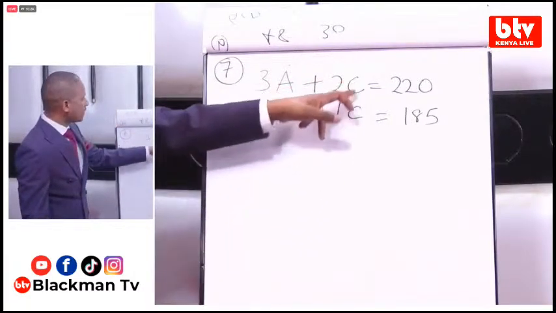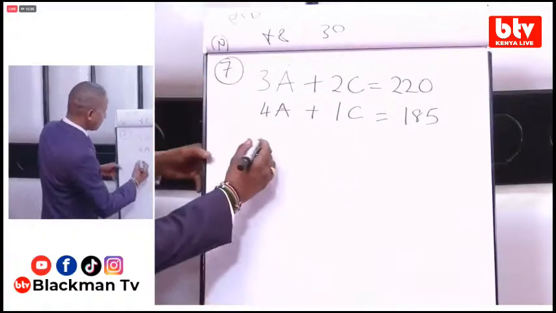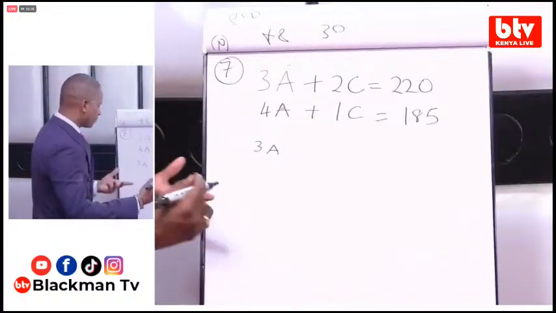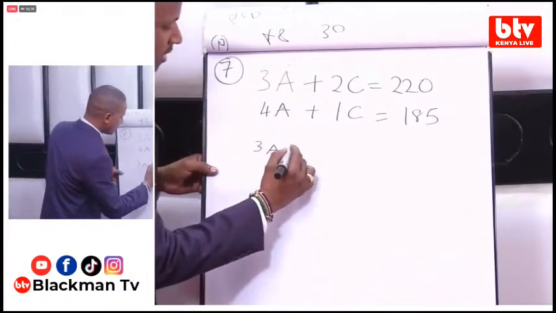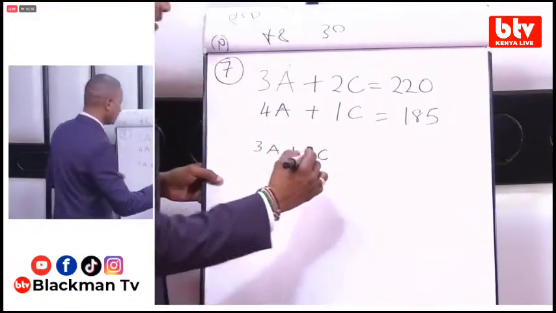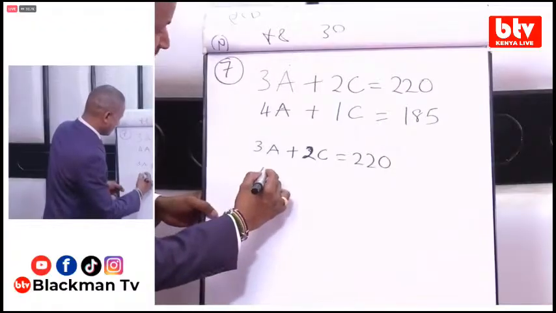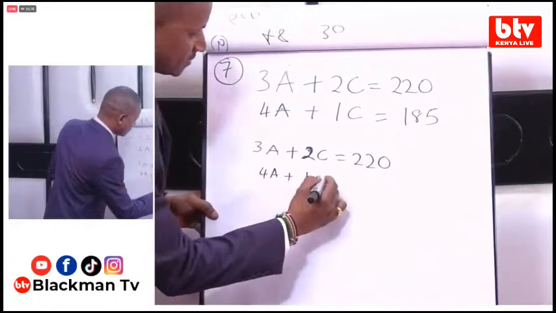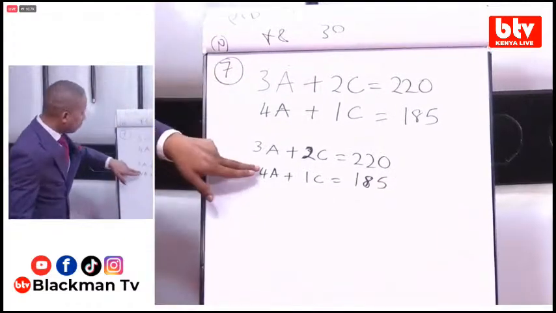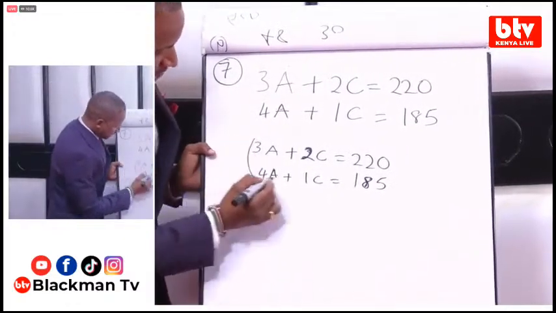Because we want the value of C, how much does 1 craftsman earn? Therefore, we will use the elimination method. We want to eliminate A. So, 3A plus 2C equals 130, and the other equation is 4A plus 1C equals 185.